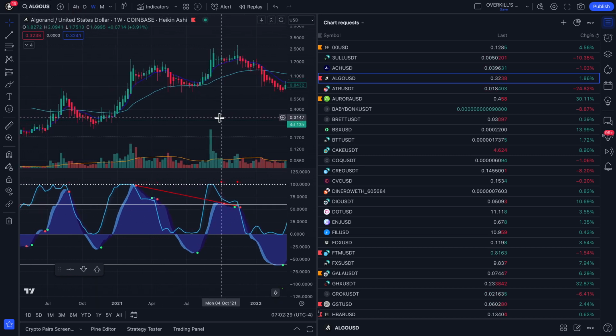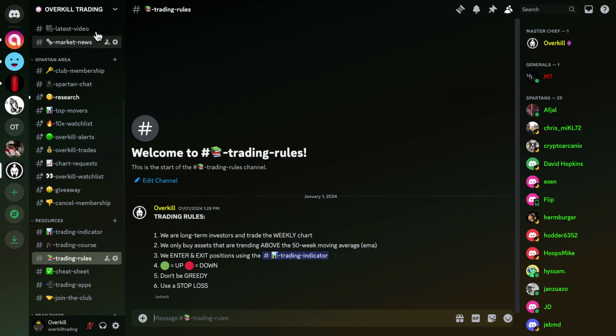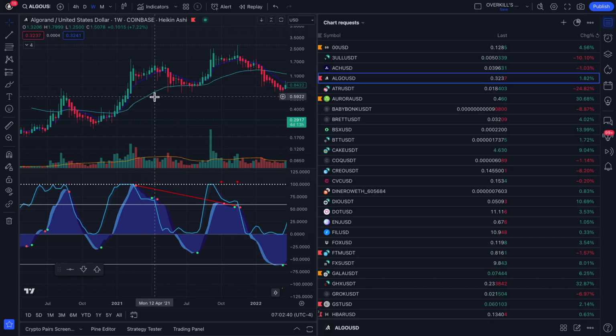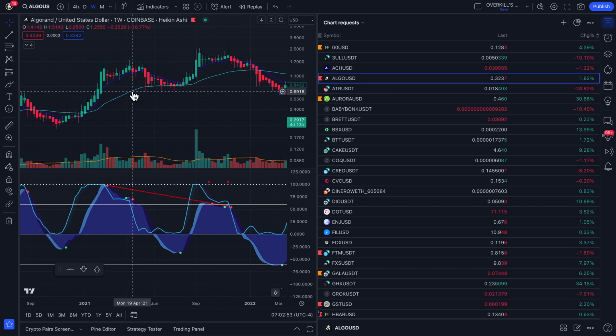So there's a couple things that we use. Rule number 1, again, is we use a weekly chart. Rule number 2 is that we only buy assets that are trending above, that's right, the 50-week moving average. So the 50-week moving average, think of this as the yearly average price. There's 52 weeks in a year, and we're using a 50-week average. The 50-week average is that light blue line on my charts. The light blue line is called the EMA, and I use a couple other EMAs as well, but that is our reference point.